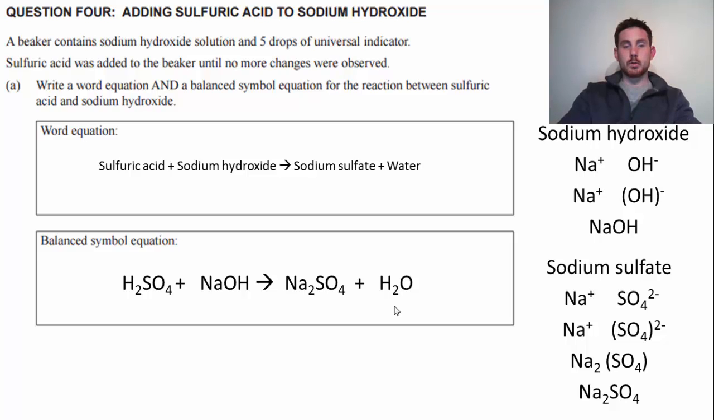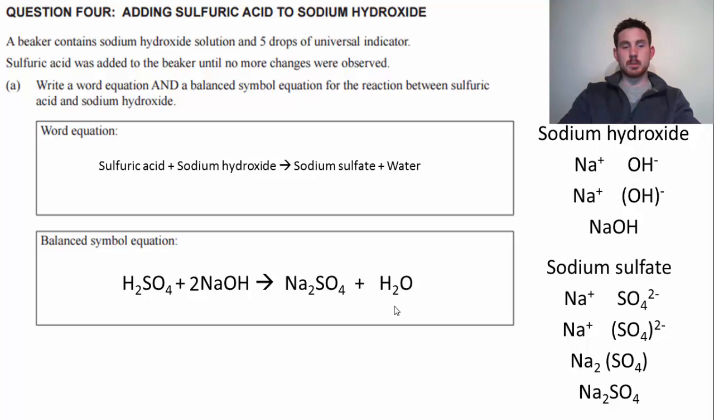Then I've got 1 sodium on the left, but 2 sodiums on the right, and that's a big clue as to what I'm going to have to do. So I need another sodium on the left-hand side. And the only real way I can do that is to double up the number of sodium hydroxide molecules in the reactants. So I'm going to put a 2 in front of that molecule. Let's see how that looks now.